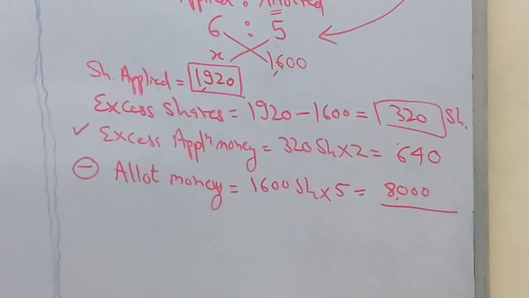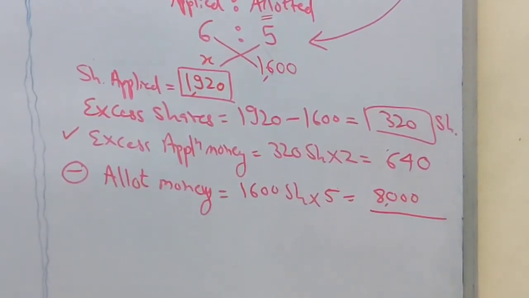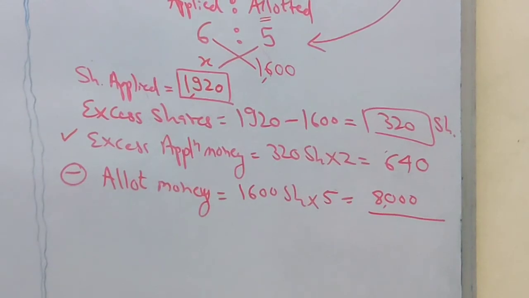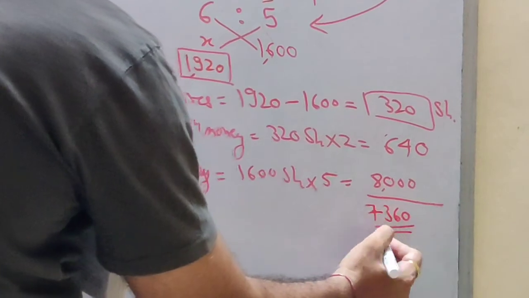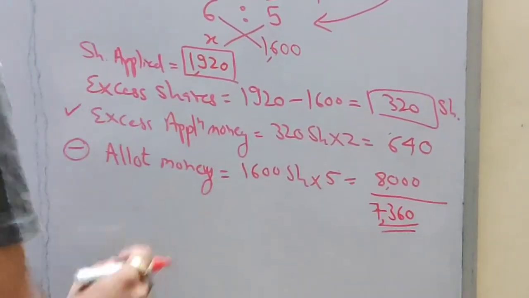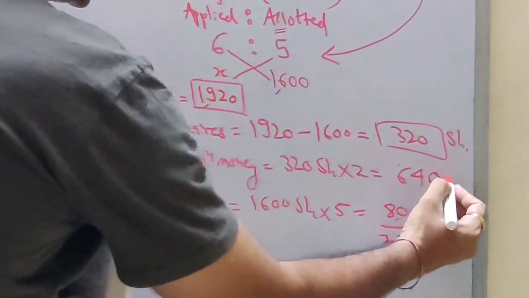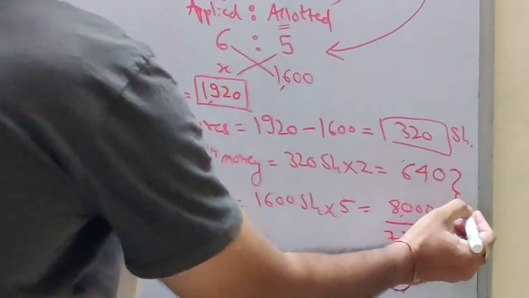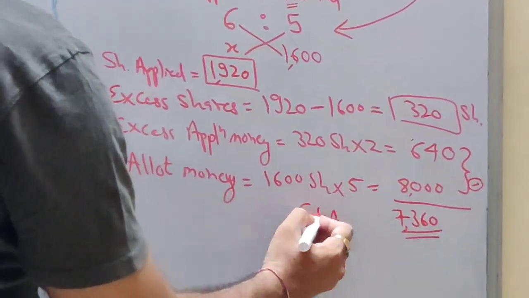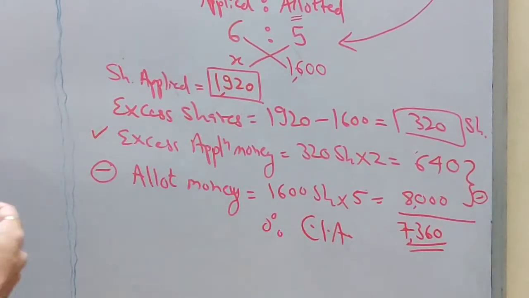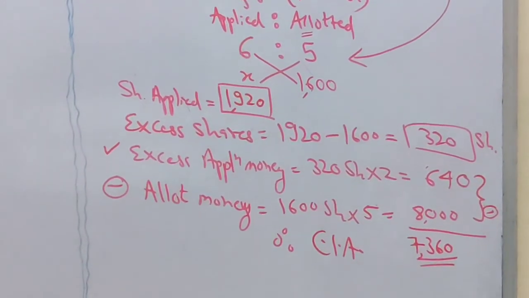640. So minus this, you will get to know the actual amount payable by him: 8000 minus 640, which is 7360. After adjusting this excess money, he was supposed to pay 7360. So you have to compare these two amounts and subtract to get the due amount. And this due amount he didn't pay. So this is called the calls in arrear of Mr. Ramesh. This is the personal working note you will do, students.